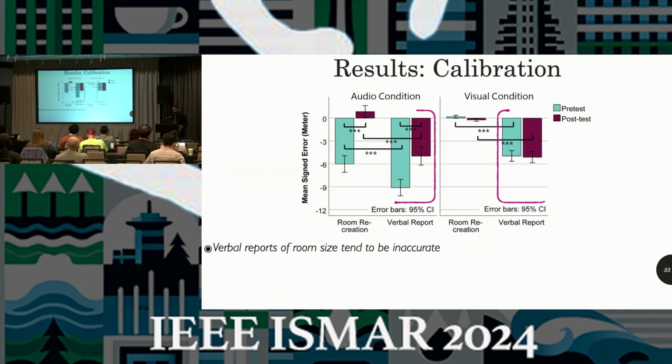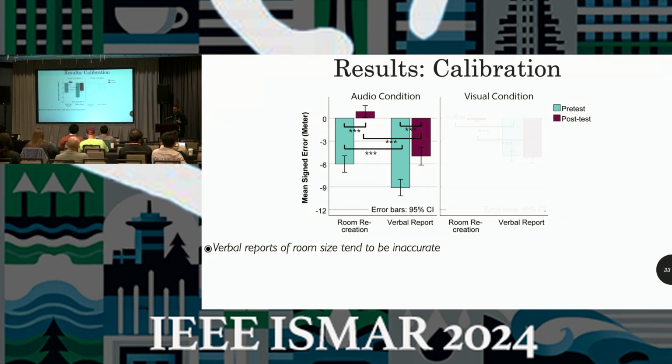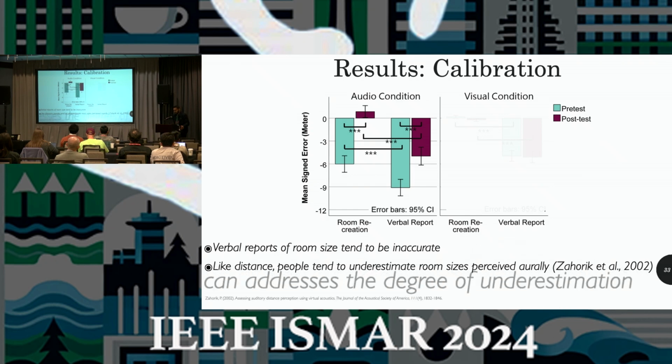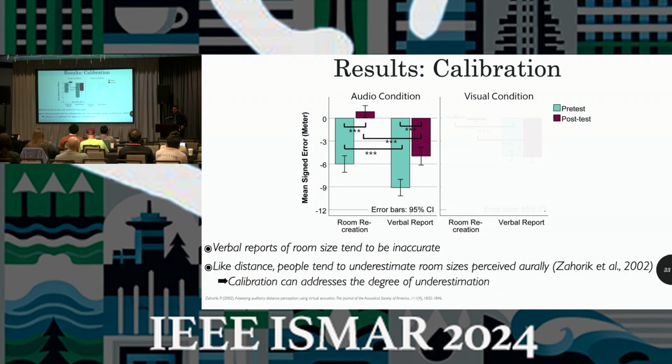Looking at this in a different way, we see again, verbal reports are inaccurate. And what's more is if you focus on the auditory condition alone, you see generally people tend to underestimate the perceived sizes of rooms just like they do distance. So that's also something that we're learning from here. But calibration can address the degree of underestimation. Again, cool. So we're all for calibration.